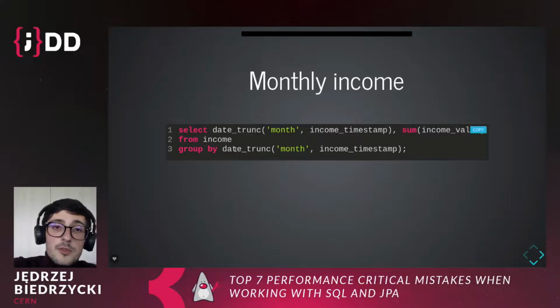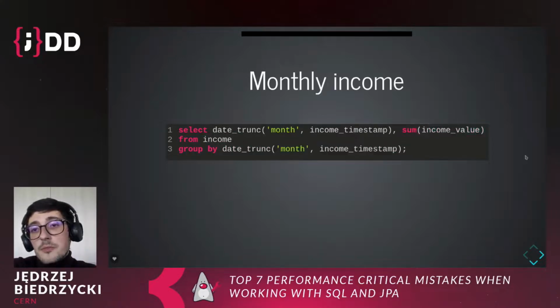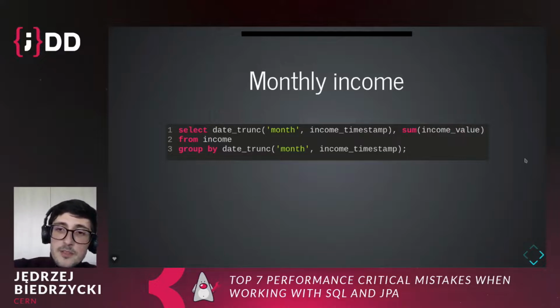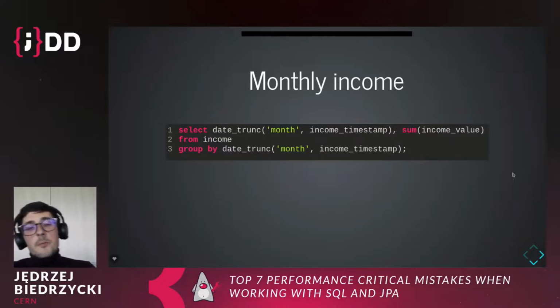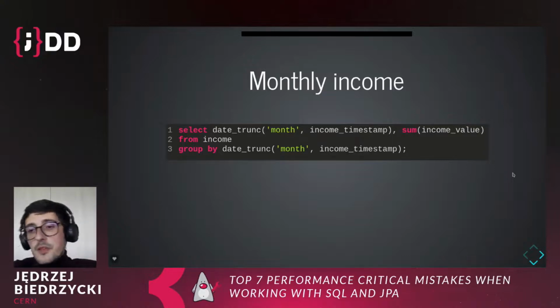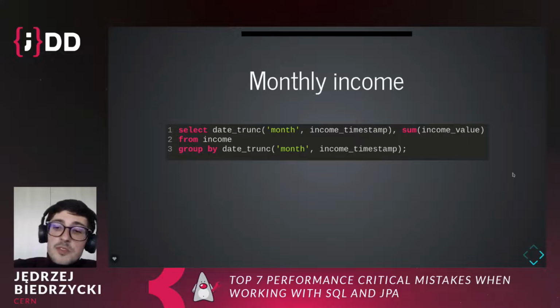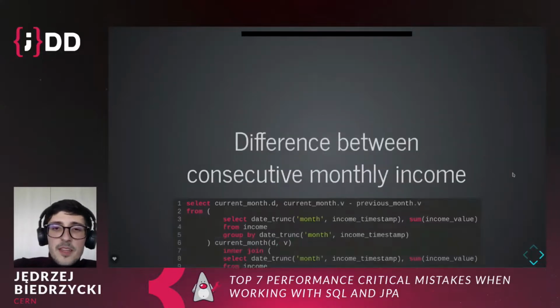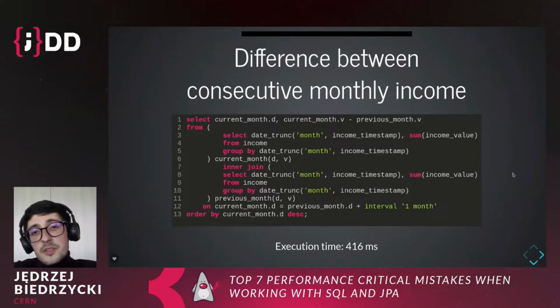And then for each month, we're summing the income value. So that was pretty basic. Now the question is, what's the difference for each month between the income in this month and the previous month? So for each month, we're calculating the difference between the current and the previous month. We can use the following query to do this.